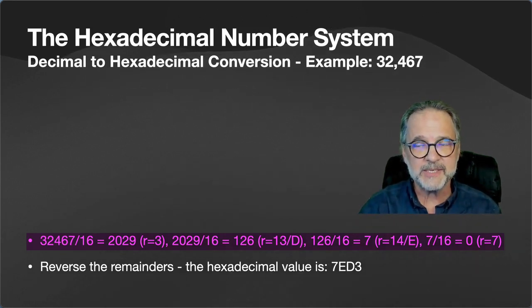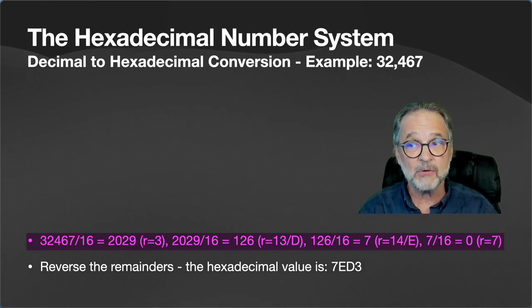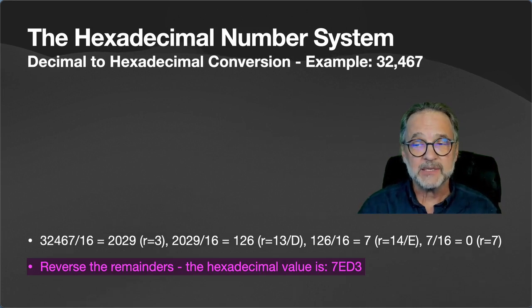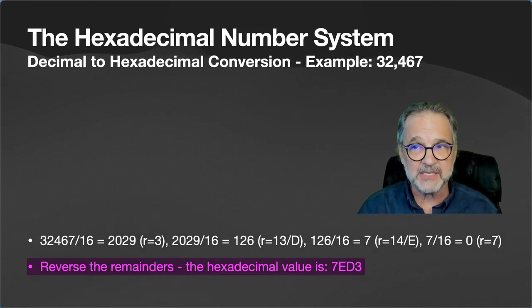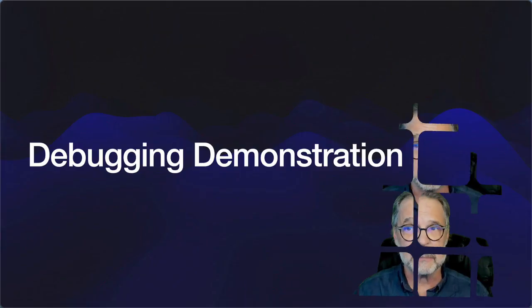We take the 126, divide that by 16, that's equal to 7 with a remainder of 14, which is an E. And then we take 7 divided by 16, that gives us a 0 with a remainder of 7. We flip all those nibbles, and we get 7ED3, which is the hexadecimal value of decimal 32467.